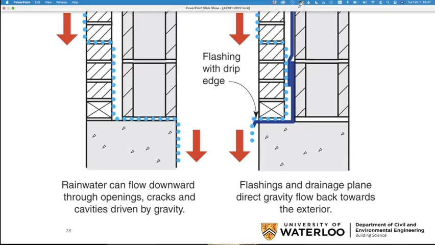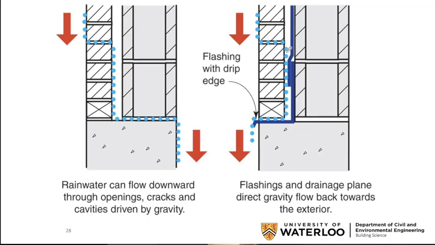Also, we want to make sure that water that gets to the bottom goes out, not in. And the way we make sure it goes out is with flashings. That's not the only way, but that is the primary way we force the water to go in the direction we want to. And you'll notice this graphical detail here.